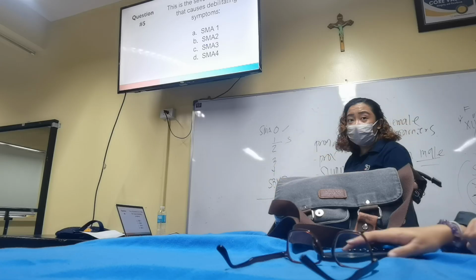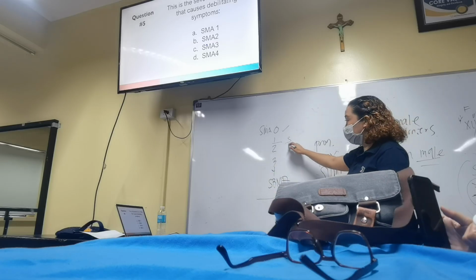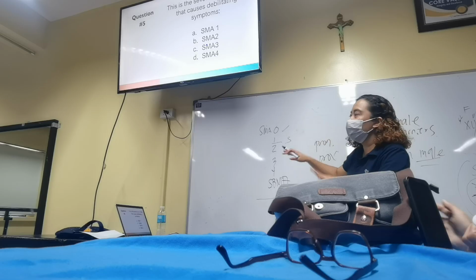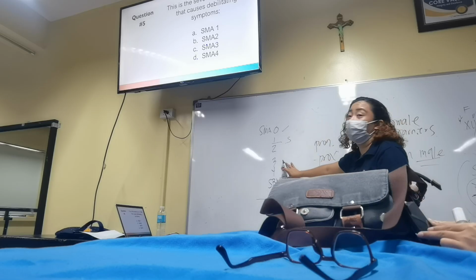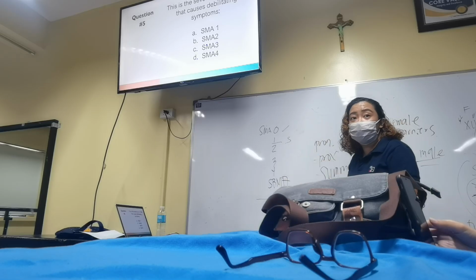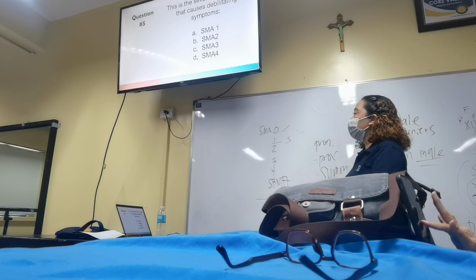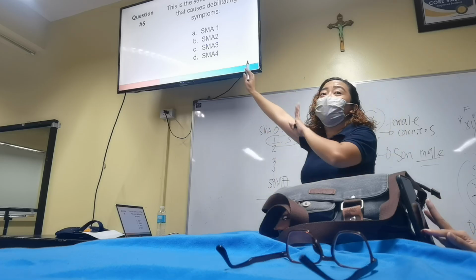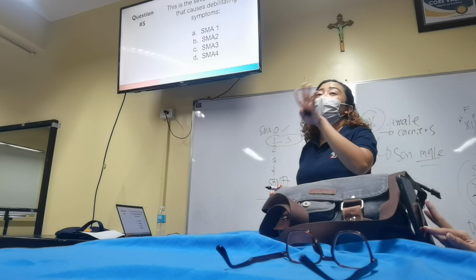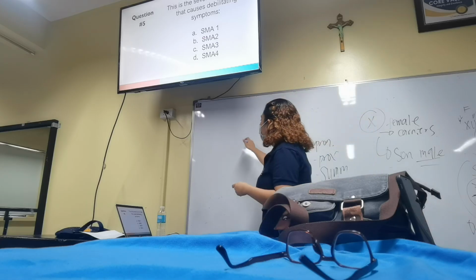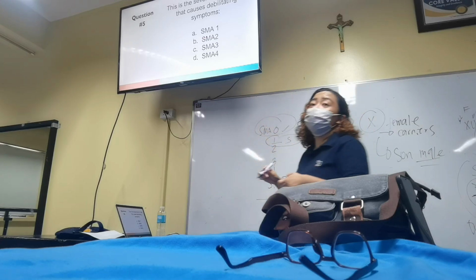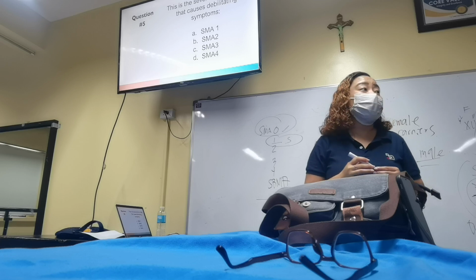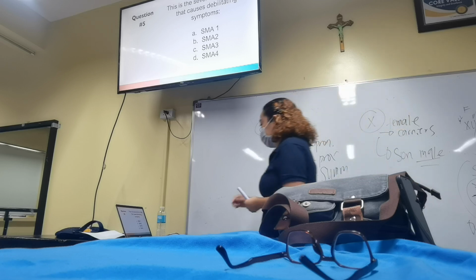1 is the severe. This is moderate severe. 3 and 4 are mild. This is the mildest. Is that clear? So you have to remember nga ang 1, if presented with these choices, ang wala ang severe. But, if my 0, you choose 0. Is that clear? Okay?